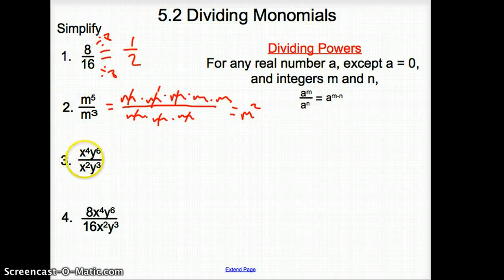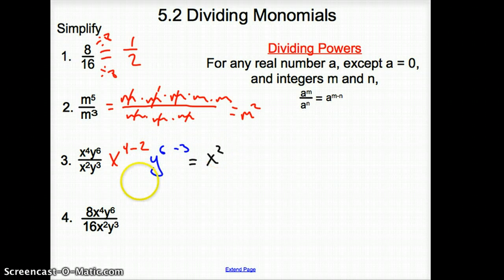So let's try it again here on example number 3. We have x to the 4th over x to the 2. So I'm going to rewrite it like they do here, x to the 4 minus 2. I'm going to change my colors for y's. And we have 6 minus, division means minus with exponents, so it's going to be 6 minus 3. And so x to the 4 minus 2 is 2, y, 6 minus 3 is 3. So all of this mess simplifies to x squared y cubed.